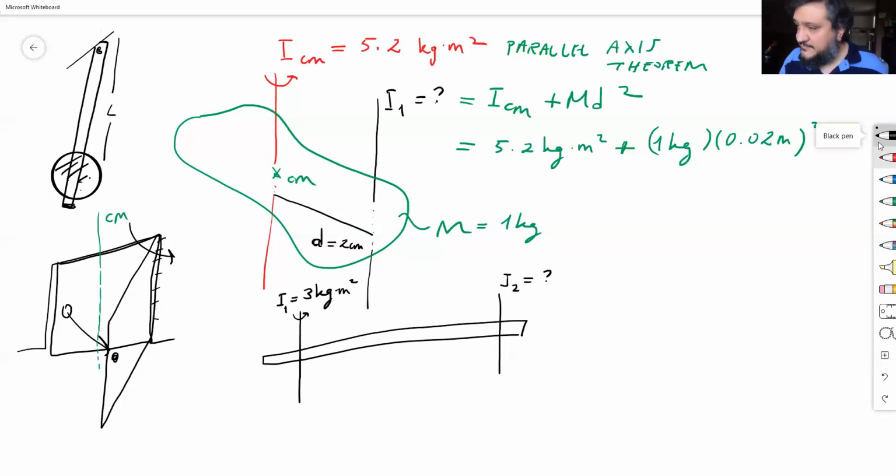Okay, let's say the first one was 0.7 meters from one side, and this guy is 0.3 meters from the other side. And how are you going to find I2, right? Using the parallel axis theorem.